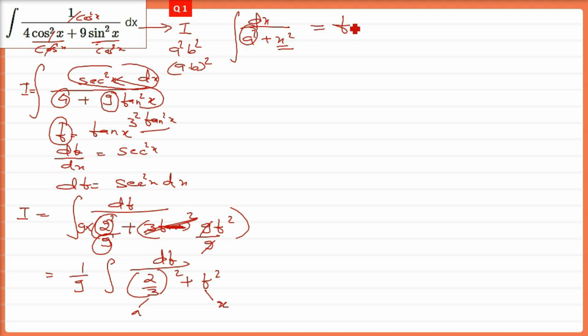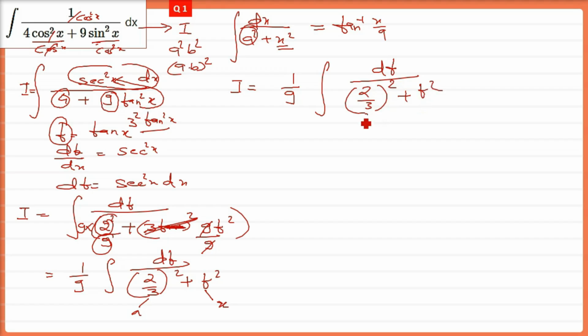So the direct result of this one is tan inverse x by a. There is 1 by a also. So 1 by 9 and this is dt, with 2 by 3 whole square plus t square. Now this is a square plus x square, and we know the formula. Alright, 1 by 9, let me write it here. Tan inverse x by a is what? Tan inverse t by 2 by 3, 3 goes up, so 3t by 2. So tan inverse 3t by 2 you got.